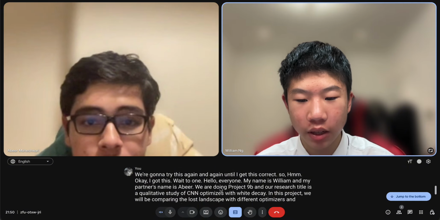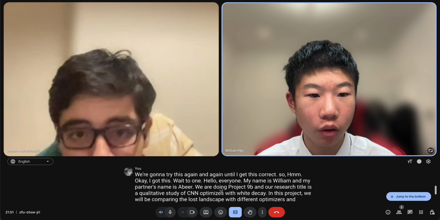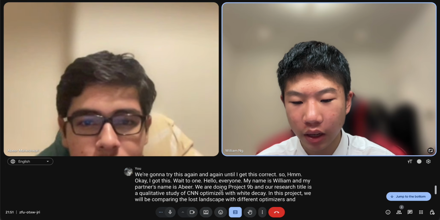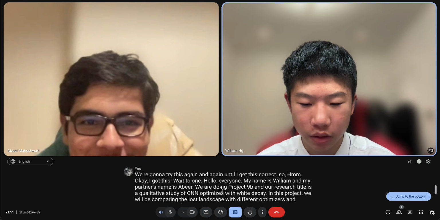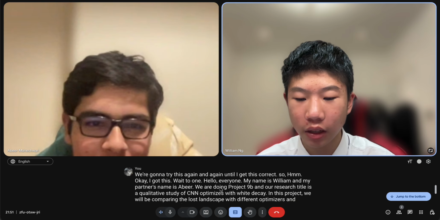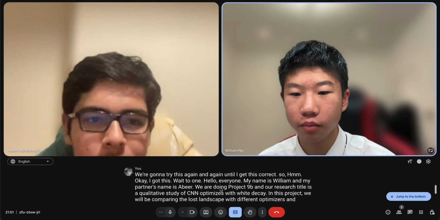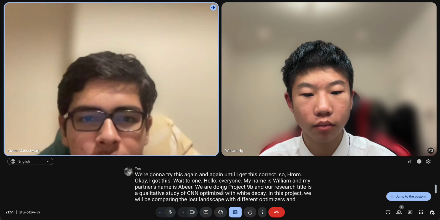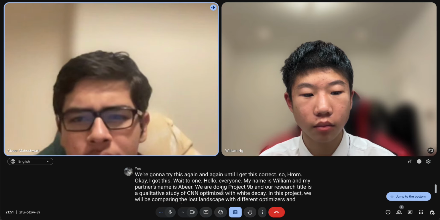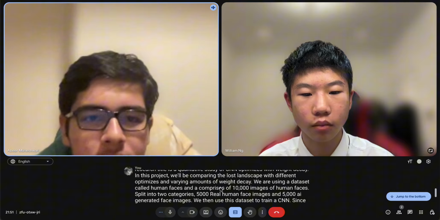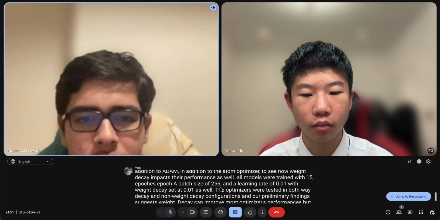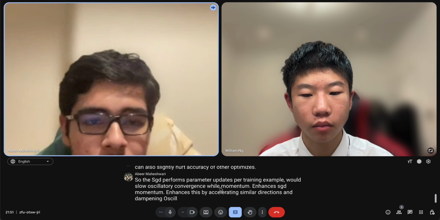The optimizers were tested in both weight decay and non-weight decay configurations, and our preliminary findings suggest weight decay can improve most optimizers' performances, but can also slightly hurt accuracy with other optimizers. So SGD performs parameter updates per training example with slow oscillatory convergence, while SGD momentum enhances this by accelerating in similar directions and dampening oscillations.